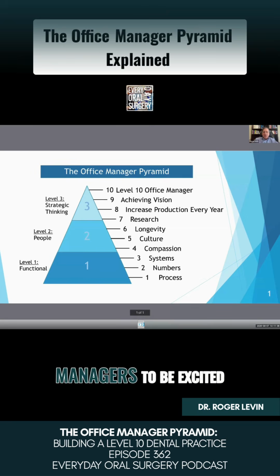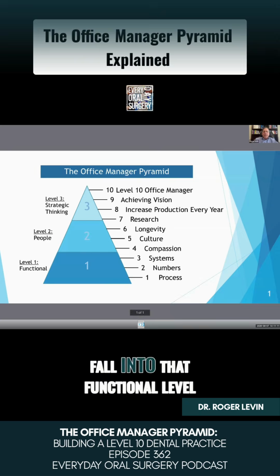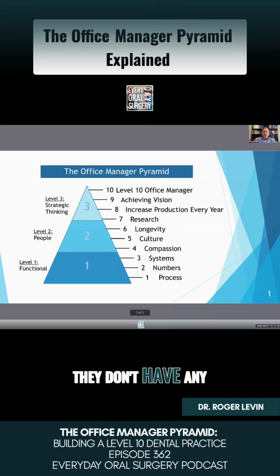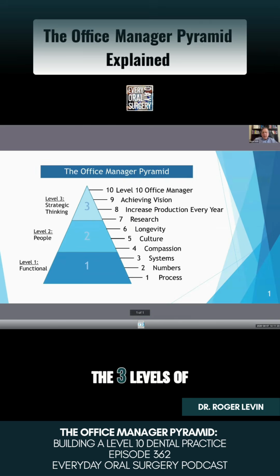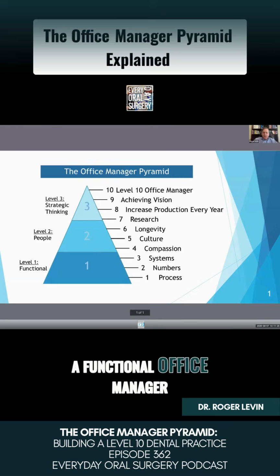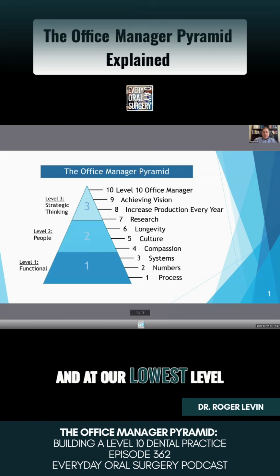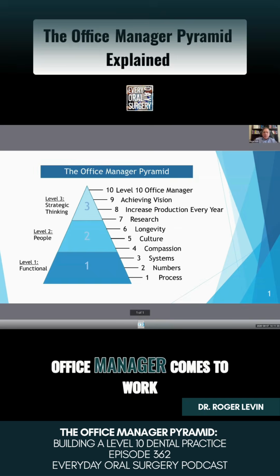We want the office managers to be excited about this, fall into that functional level. They don't have any previous experience, any previous education. So on the right side, we see the three components, the three levels of a functional office manager. And at our lowest level, level 1 of 10, we call this process. This is where the office manager comes to work.